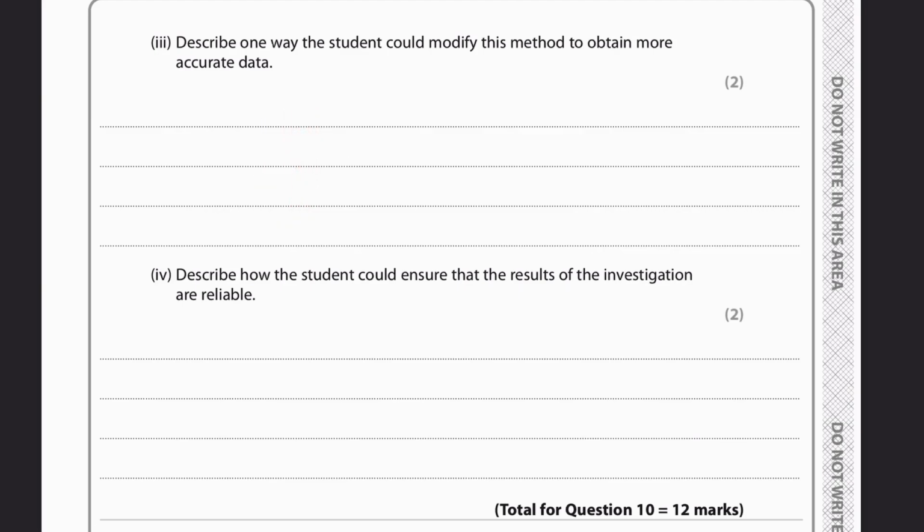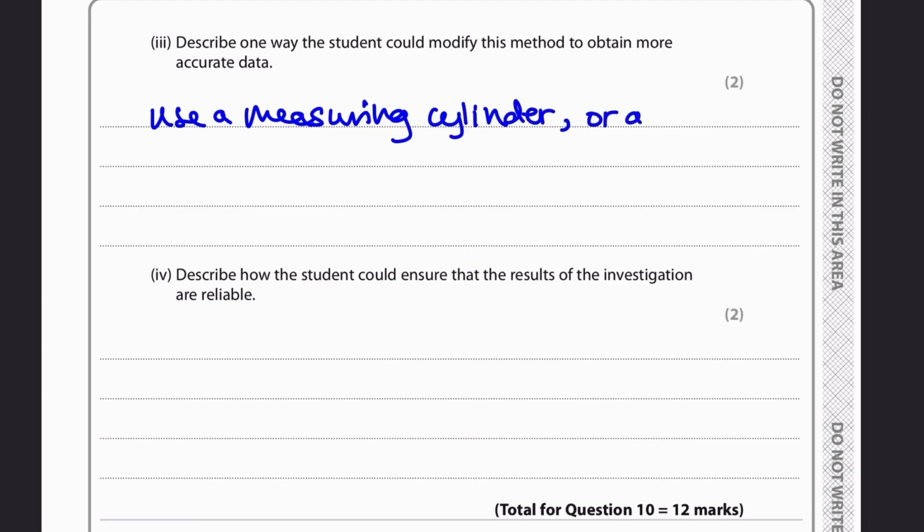So what measuring apparatus has measuring numbers on the side? The cylinder, right? Use a measuring cylinder, or even better, a burette, right? A burette, because those have markings. Do not say pipette. Pipettes don't have markings. A pipette just measures one fixed volume, but it doesn't measure volume as the bubbles are being produced. So that's one way you can do it.